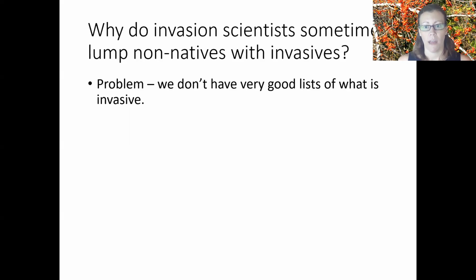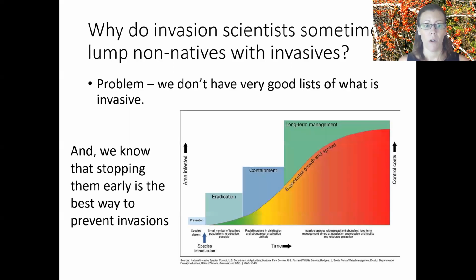And so because of that, we know that stopping them early is the best way to prevent invasions. And if we don't know which of those species that are coming in are going to become invasive, then that means a lot of people from invasion ecology, invasion science, and management are willing to say, if there's a chance it could become invasive, we don't want it here. We want to try to eradicate anything that's non-native, or consider anything that's non-native as invasive.